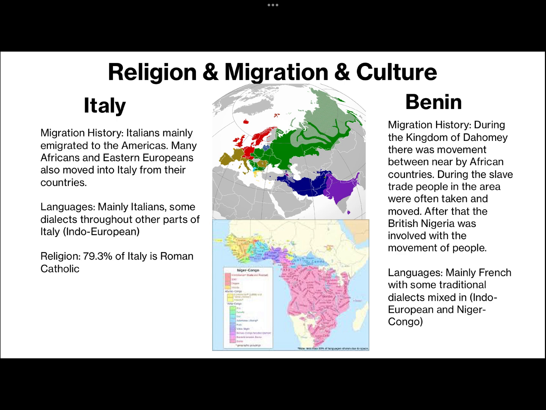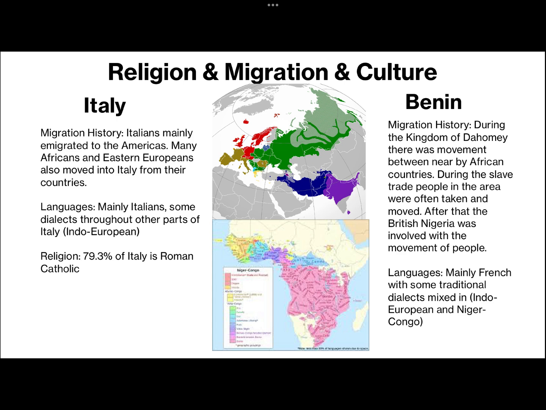Now moving on to religion, culture, and immigration. Italy's immigration history mainly consists of Italians emigrating to the Americas, but also many Africans and Eastern Europeans moved into Italy. The language mainly spoken there is Italian, but there are some dialects throughout the other areas of Italy. The family this is in is Indo-European. The religion is 79.3% Roman Catholic.